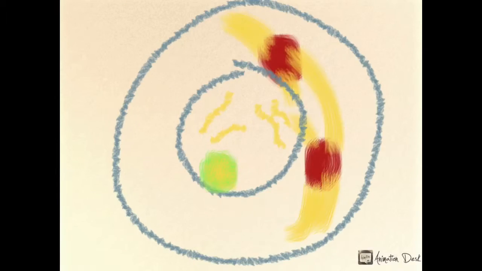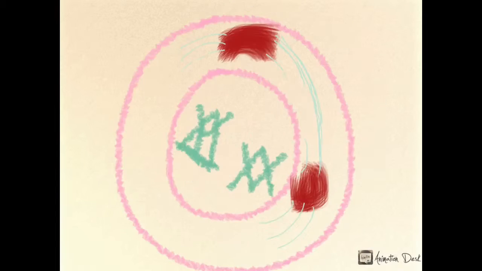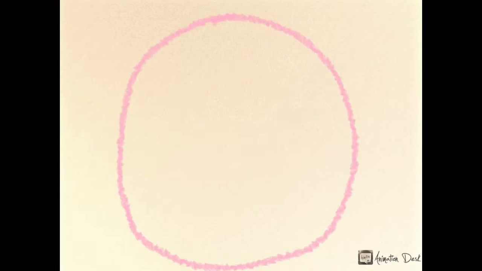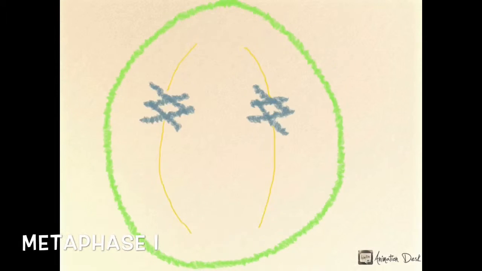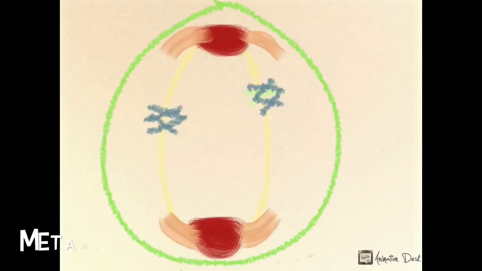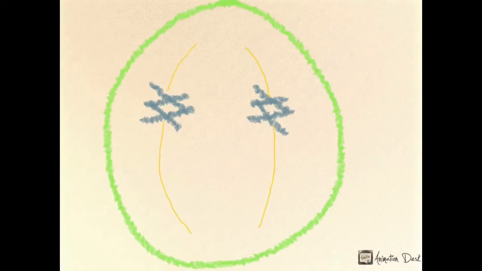The centrioles divide and move to opposite poles of the cell. Bivalents duplicate to form tetrads, or four-chromatid groups. The nuclear membrane disintegrates, and crossing over and recombination occur. In metaphase 1, the tetrads, attached to spindle fibers at their centromeres, line up at mid-cell.